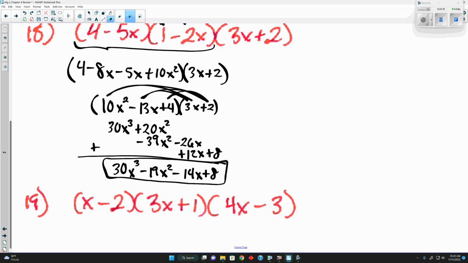Any questions on any of these so far? Do we need to see 19? Because 19 and 18 are going to be the exact same. We ready for the next set? Okay.